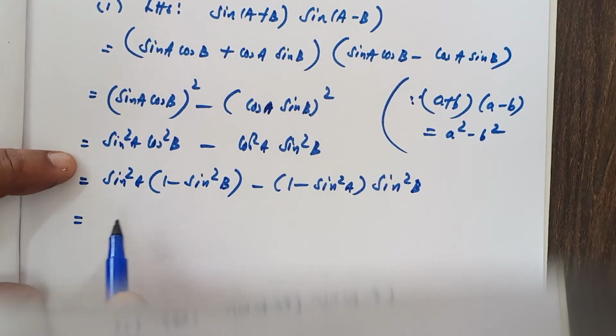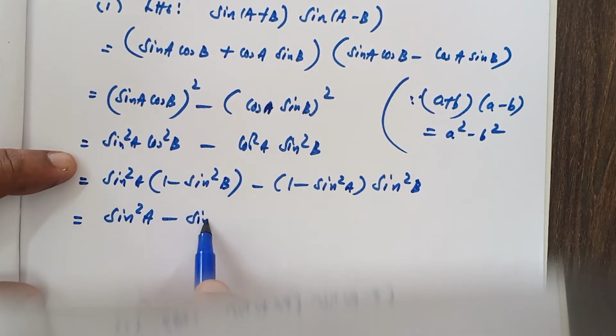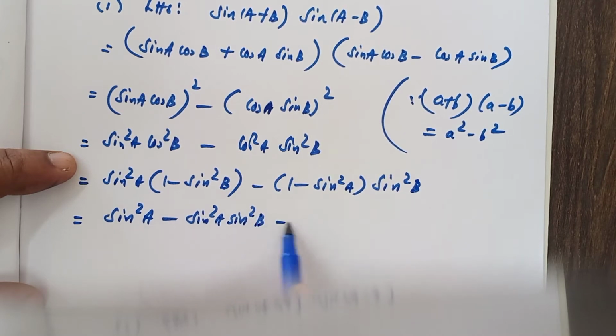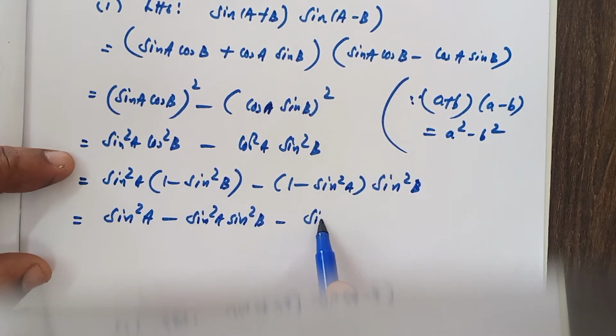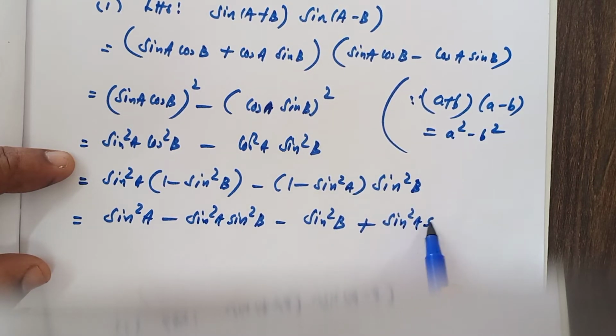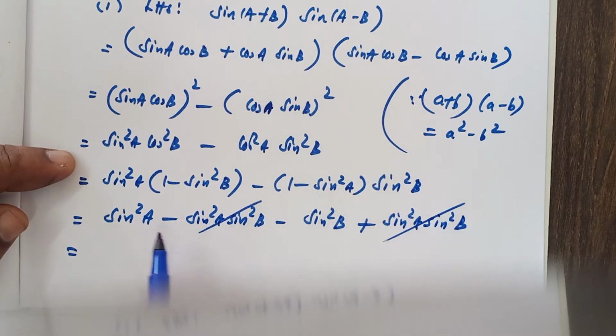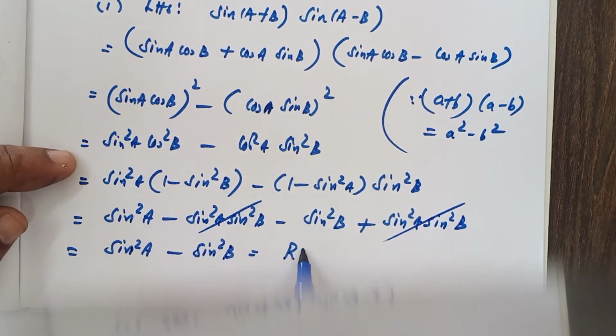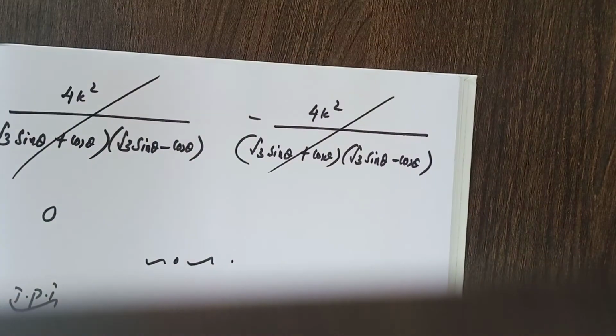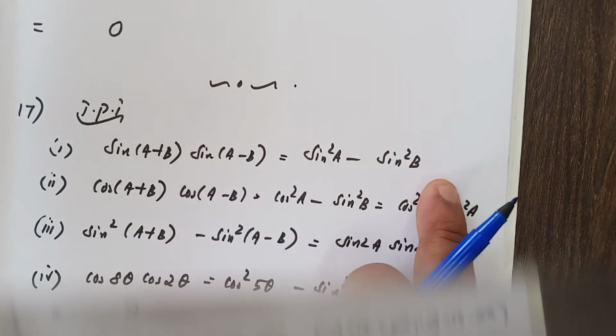Now usual multiplication: sin squared a into 1 is sin squared a, minus sin squared a sin squared b, minus 1 into sin squared b is sin squared b, minus into minus plus sin squared a sin squared b. Minus sin squared a sin squared b plus sin squared a sin squared b both get cancelled, leaving sin squared a minus sin squared b, that is equal to RHS. Look at that RHS, sin squared a minus sin squared b. Subdivision number 1 is over.